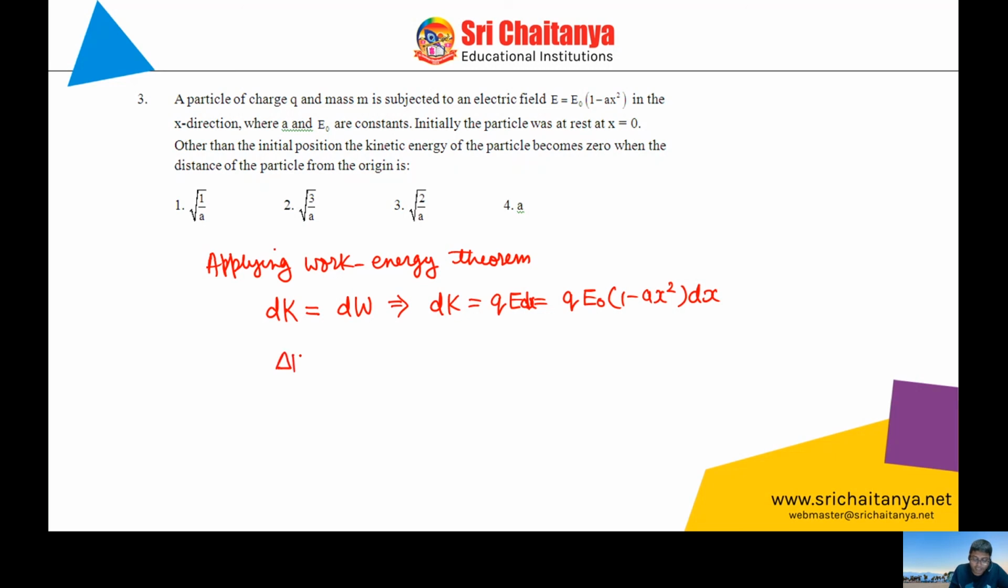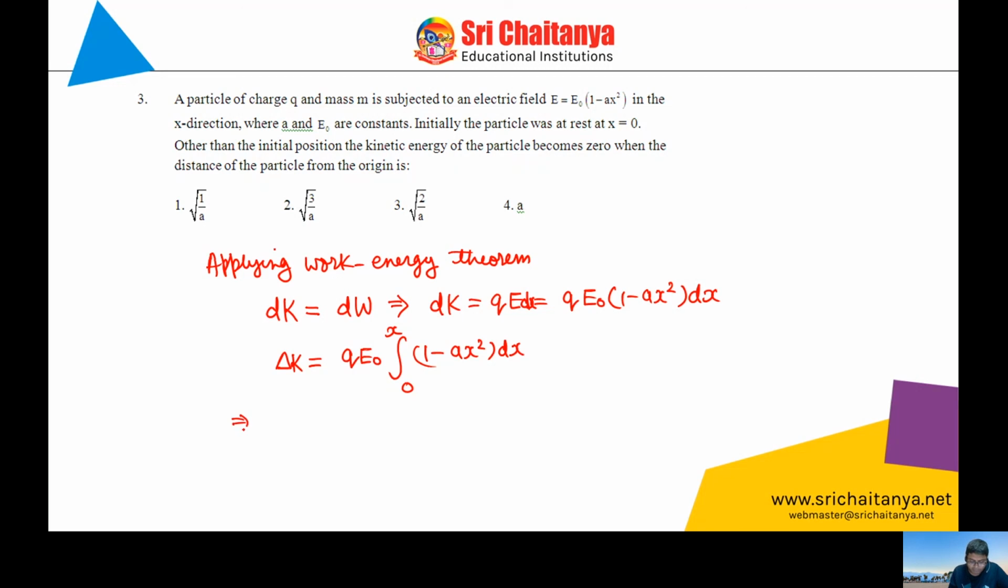The net change in kinetic energy can be written as the integral of this thing. So q E naught is a constant, and that will come out of the integration sign. So 1 minus a x square into dx, and we can integrate it from 0 to x. What we are looking for is that the initial kinetic energy of the particle is equal to 0, and the final kinetic energy also we are looking for to be 0.